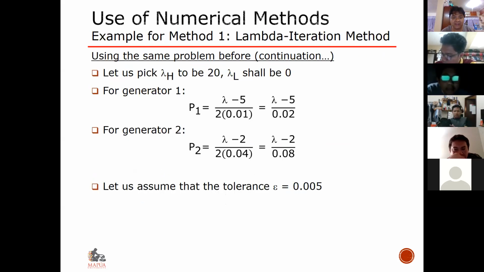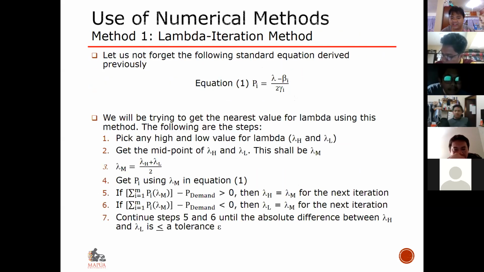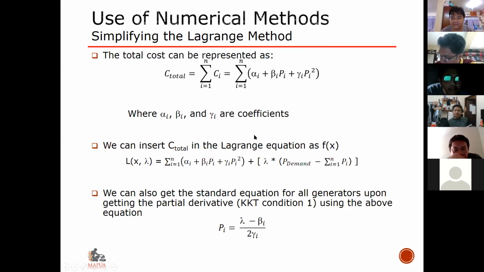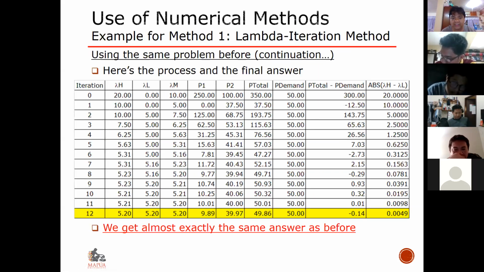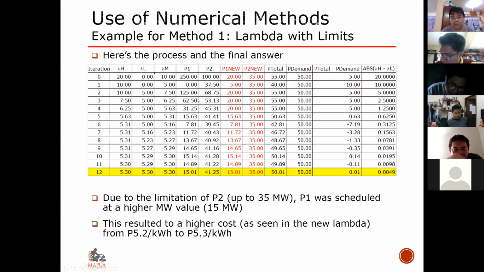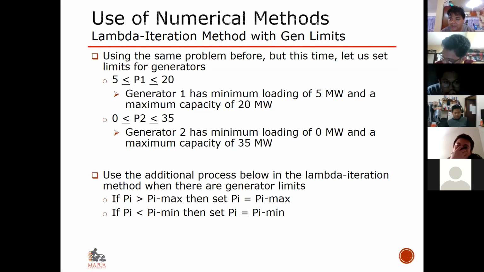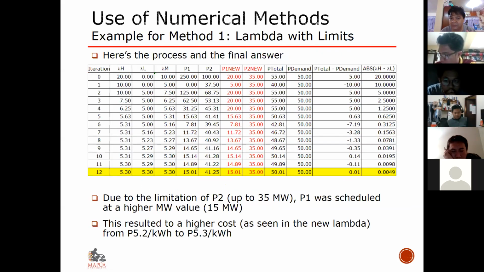Pasok mo yung 10 dun sa lambda minus beta over 2 times gamma. Yung equation na nakuha natin dito, itong lambda minus beta. Okay? Pag pinasok mo, again, makuha mo yung P1. Similar to kanina, 250 yung P1, 100 yung P2. Okay. Pero generator 1, ang sabi, Pmax is 20. So, dun sa pinasok mo, sobra. So, ilagay mo siya sa 20.